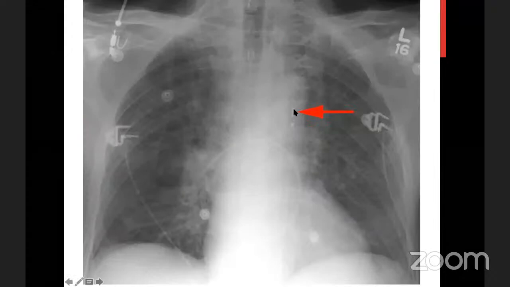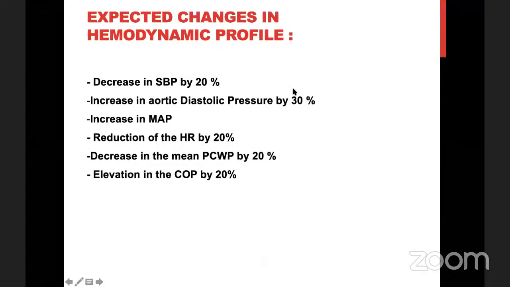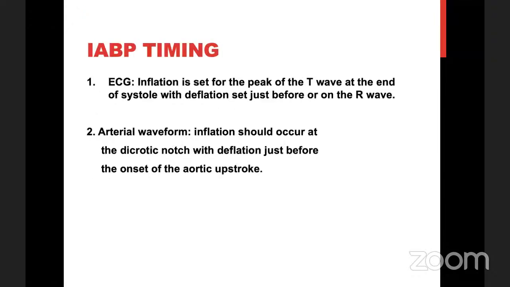So here the tip of the catheter, as you see here, it's after the aortic knob, sorry. Expected changes in hemodynamic profile during use of the balloon pump: decreased systolic blood pressure by 20%, increased diastolic pressure by 30%, increased mean arterial pressure, reduction in heart rate by 20%, and capillary wedge pressure by 20%, and elevation in the cardiac output by 20%.